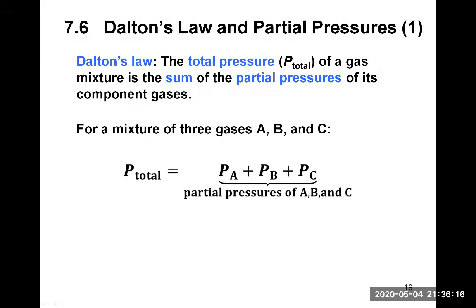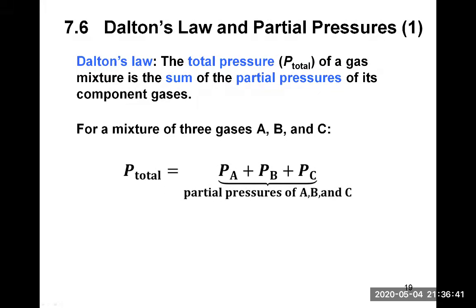This video will go over section 7.6 on Dalton's law and partial pressures. Dalton's law says that the total pressure, P total, of a gas mixture is the sum of the partial pressures of its component gases. So let's say you have a mixture of three gases, A, B, and C.